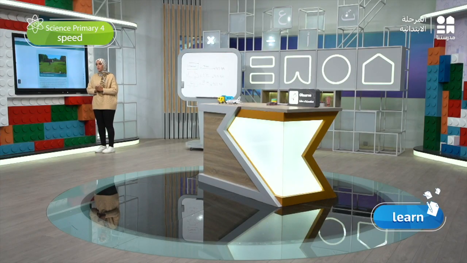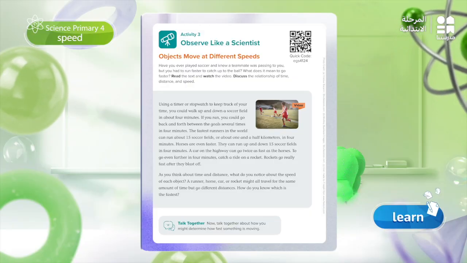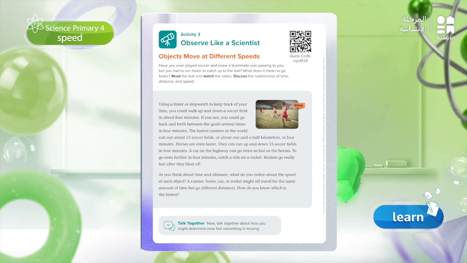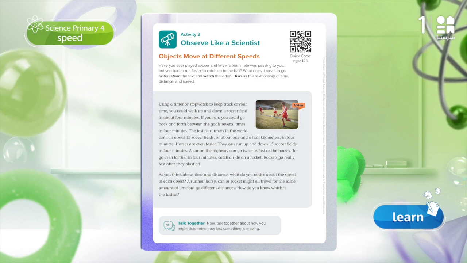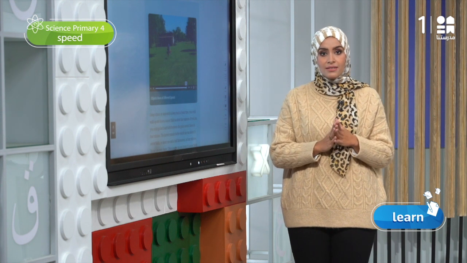I'm sure we can explore more about speed in different examples around us. Let's read the text on page 190 to observe how the objects around us move at different speeds. Can you think of the common factor between the runners, horses, rockets, and cars? Excellent, it's time. Each object travels a different distance but at the same period. Meaning all these objects I mentioned will move different distances but in the same time.